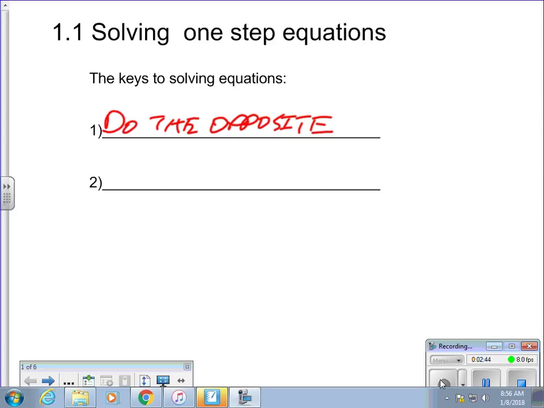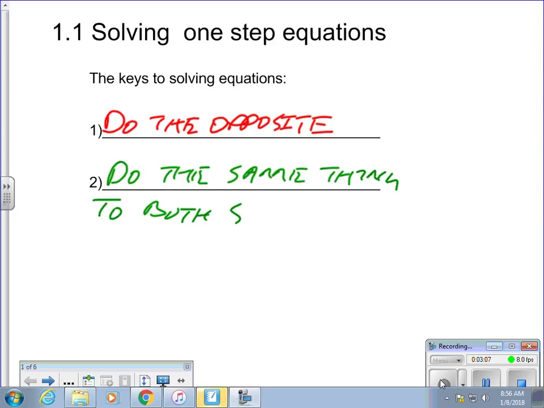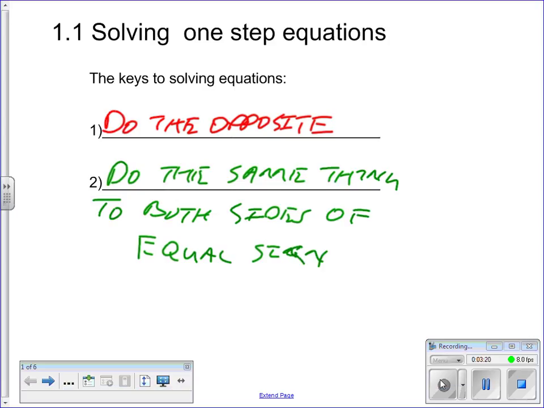Second rule, and this is actually the more important rule: do the same thing to both sides of the equal sign. I almost spelled that wrong. And my spelling's atrocious too. But I'm a math teacher, not an English teacher, so it's not too bad. Okay. Do the same thing to both sides of the equal sign.